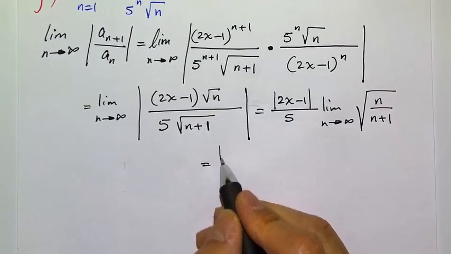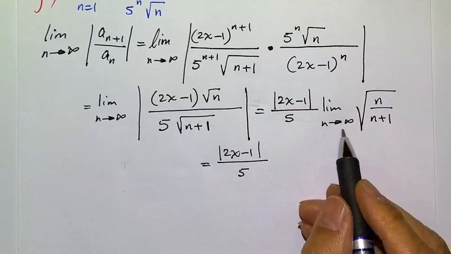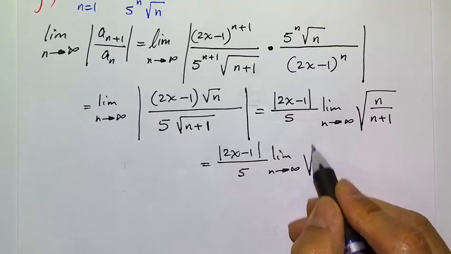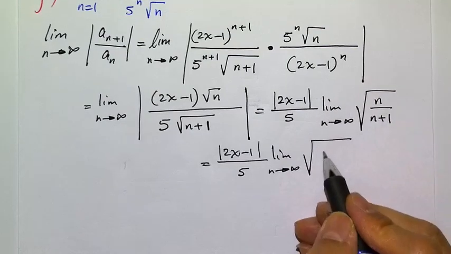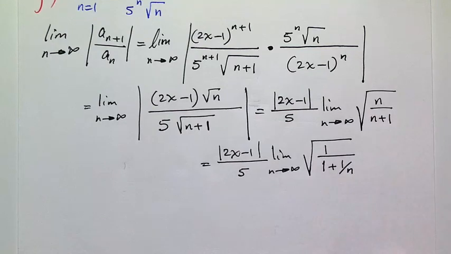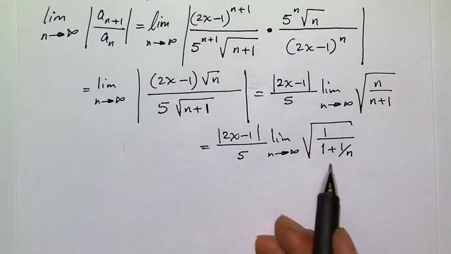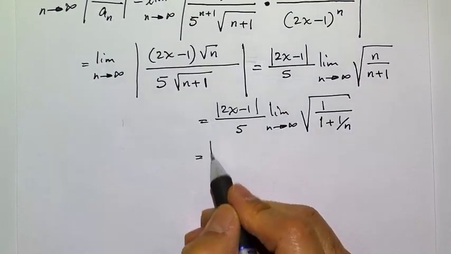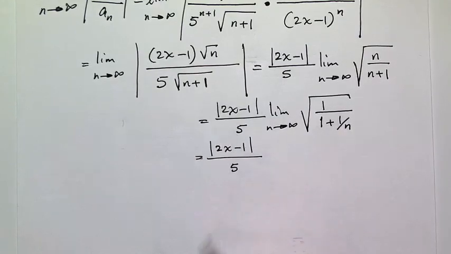And we have the absolute value of 2x minus 1 divided by 5, and then the limit as n goes to infinity of the square root of n over n plus 1. Let's divide everything by n. We get 1 divided by 1 plus 1 over n. And then just apply the limit. We get 1 as a result. So we have the absolute value of 2x minus 1 over 5, 1 times all of this, we get that.